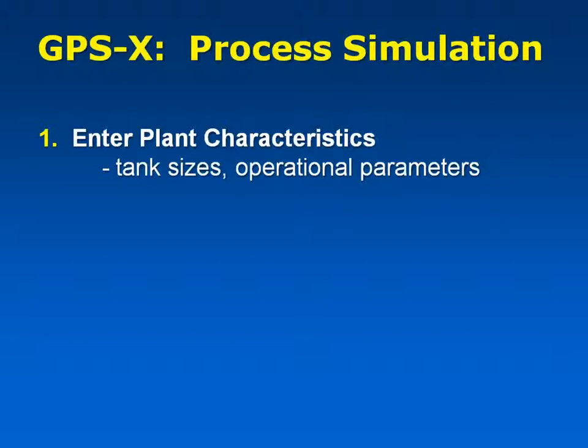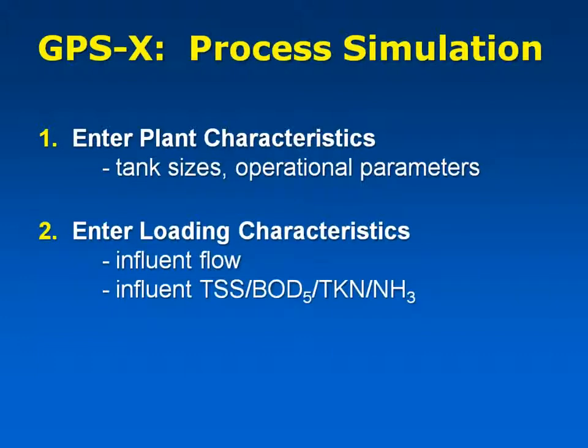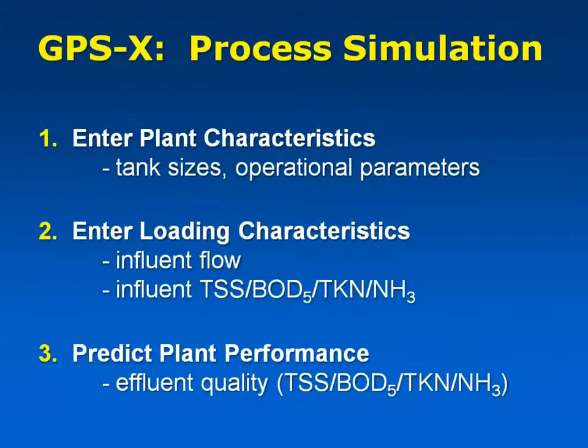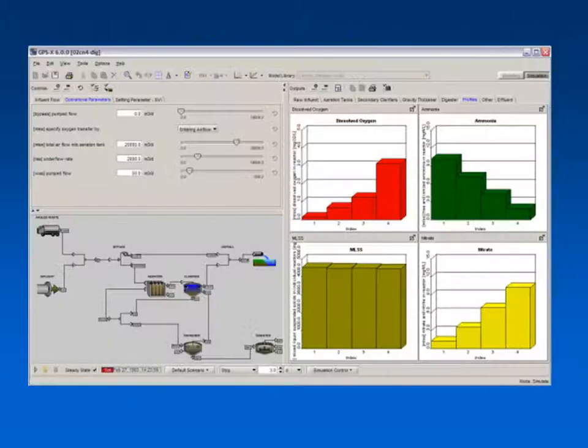So the way it works is that you enter the plant characteristics, you draw your objects on the screen, you enter in the tank sizes, the operational parameters, you specify how much you're wasting, for example. You enter in the loading characteristics, so the influent flow, the TSS, BOD, and so forth, temperature. And then when you run your simulation, it will predict the plant performance. So it will let you know what the concentration is, say, of mixed liquor, how much energy you're using, what the DO is, and so on. And what is of importance to us here today is to look at the effluent quality: the suspended solids, the BOD, TKN, and ammonia.